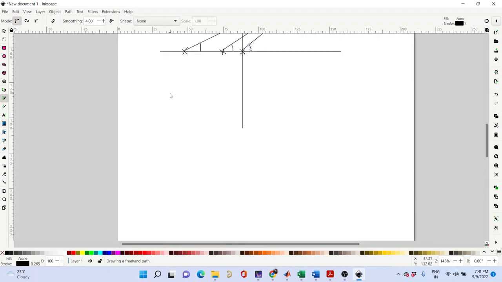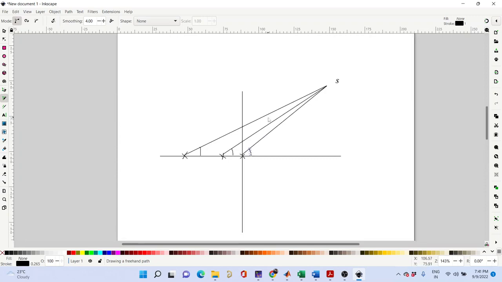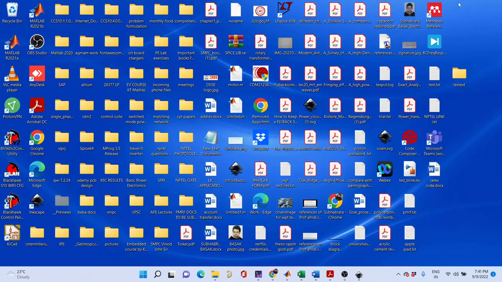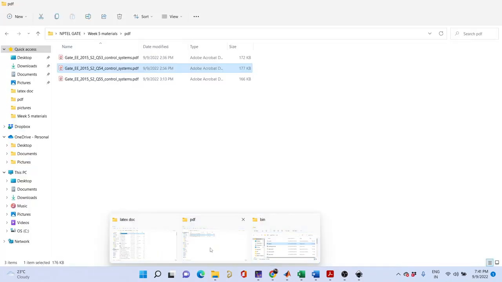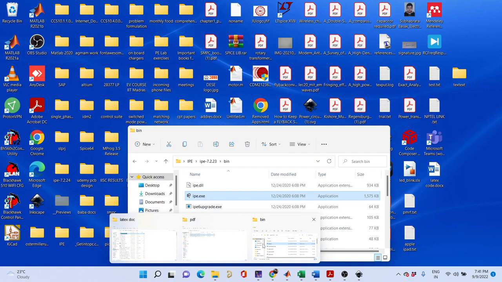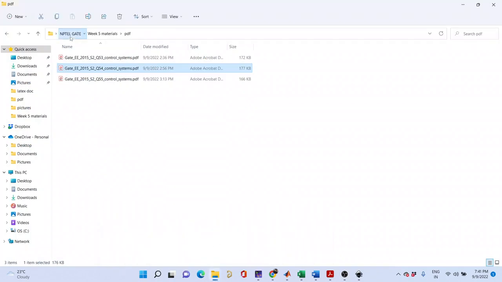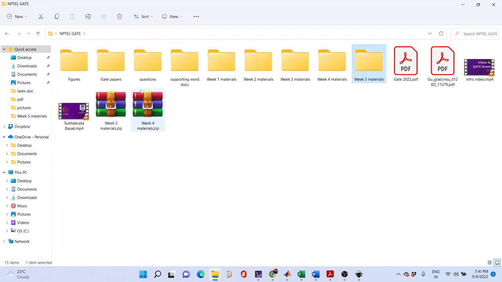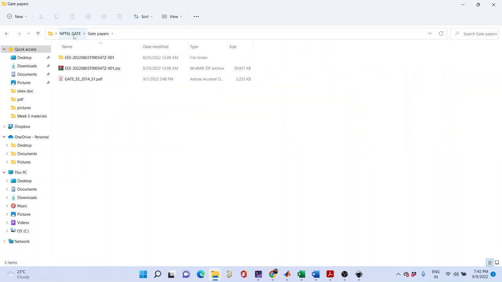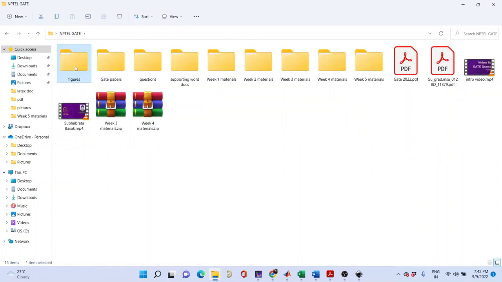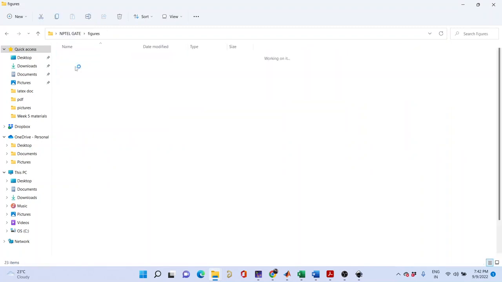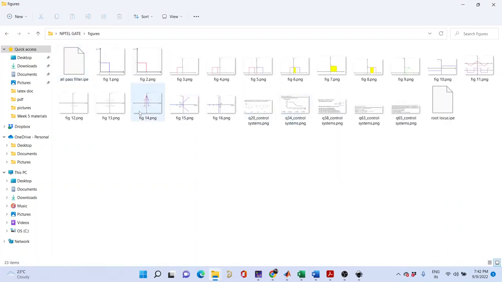This pen and all these things. Wait a minute. Let me just. So I'm showing you one root locus. You just tell me what you would do in such a case. These GATE papers, what are, I open? Let me see. Okay, these are root locus.